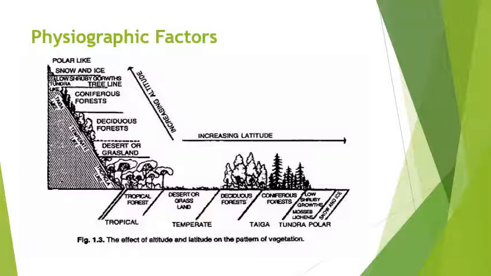Altitude. The effect of altitude is best visible in the mountains. With the increase of altitude, that is, height from sea level, the temperature and atmospheric pressure decrease, but wind velocity, relative humidity, and light intensity increase. These changing climatic conditions also bring about change in the pattern of vegetation of the region. Starting from the base of the hills, the vegetation pattern changes from tropical to temperate, taiga, tundra, and polar, as you can see in this slide.